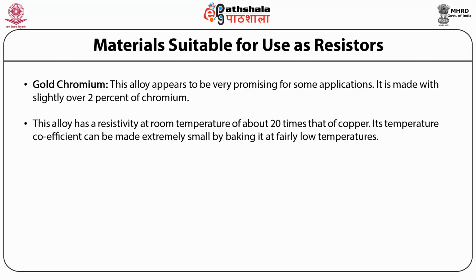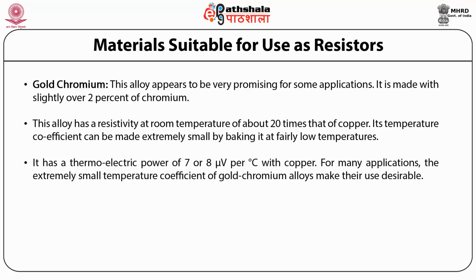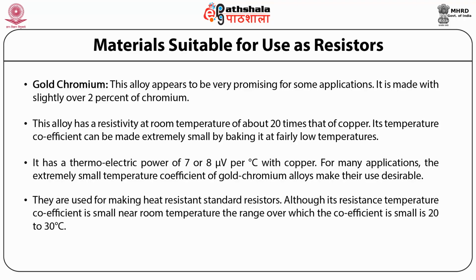Its temperature coefficient can be made extremely small by making it at fairly low temperatures. It has a thermoelectric power of 7 or 8 microvolt per degree Celsius with copper. For many applications, the extremely small temperature coefficient of gold chromium alloys makes their use desirable. They are used for making heat-resistant standard resistors. Although its resistance temperature coefficient is small near room temperature, the range over which the coefficient is small is 20 to 30 degrees Celsius.